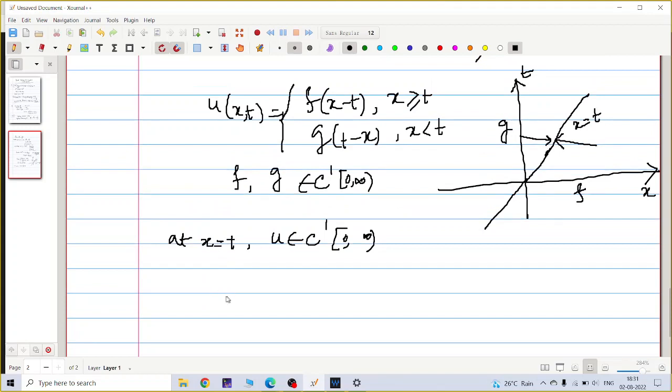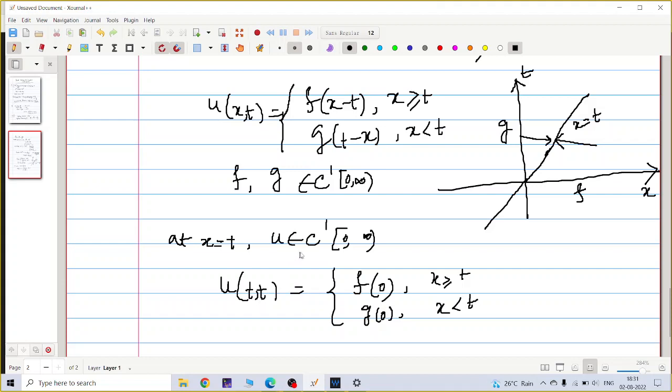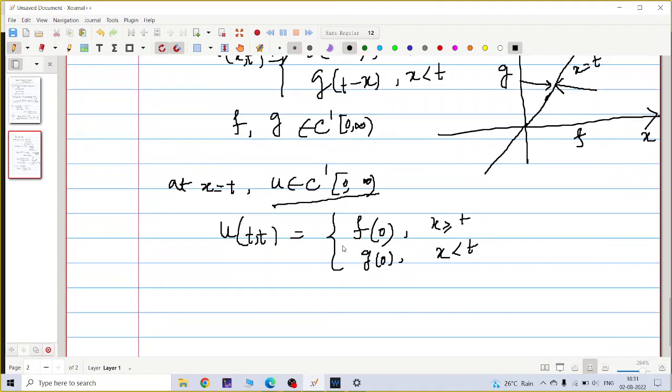So if I put x equal to t here, u of (t, t) is equal to f of 0 for x greater than or equal to t, and g of 0 for x less than t. But I said that u should be continuous over the whole region for any t. Then f(0) equal to g(0) must hold. Suppose f(0) and g(0) are two different values, then I cannot say that u is continuous at t, because at x equal to t it breaks.